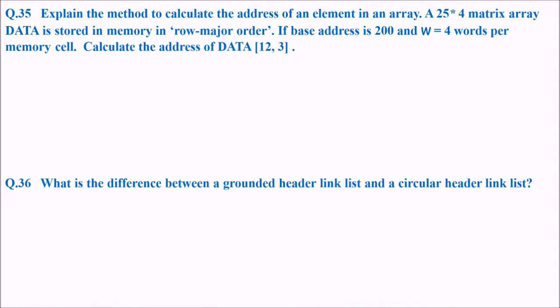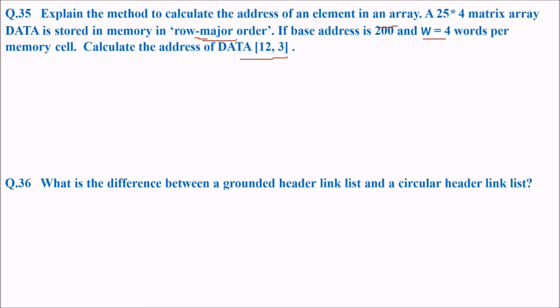Explain the method to calculate the address of an element in an array. First of all, a 25 by 4 matrix array is stored in memory in row major order. If the base address is 200 and w, the words per memory cell, is 4, calculate the address of data 12,3.